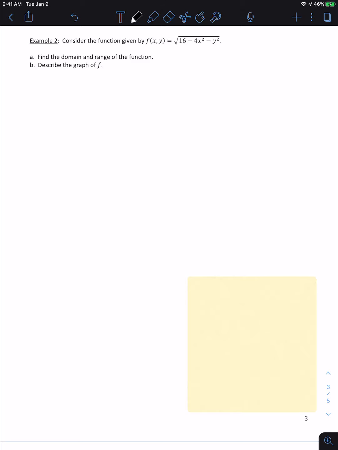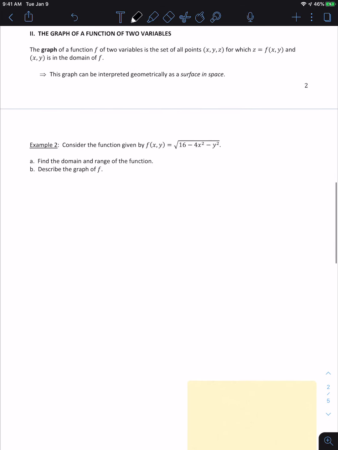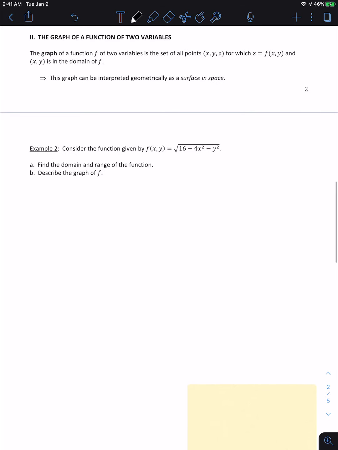Hello everyone, so in this video we're going to pick up where we left off in section 13.1, and we're actually looking at subsection 2 here, which is the graph of functions of two variables. The graph of a function of two variables is the set of all points x, y, and z for which z is equal to f of x, y, and x, y is in the domain of f. This graph can be interpreted geometrically as a surface in space.